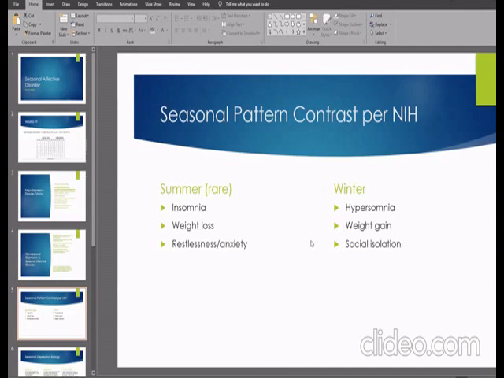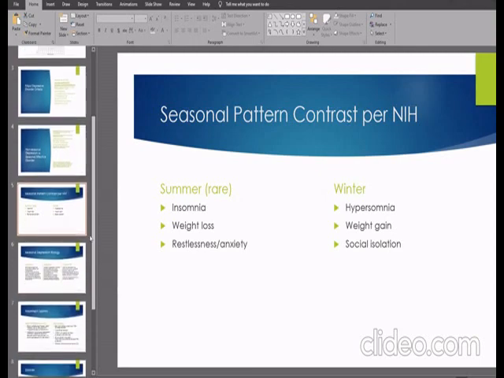So weight gain and social isolation. These are going to be the people who kind of don't reach out as much. They may kind of be a little more distant this time of year in the winter time. And then in the summer, they become a little bit more socially engaging.